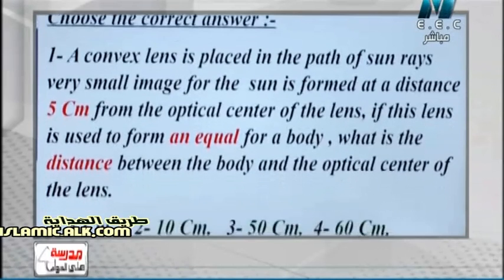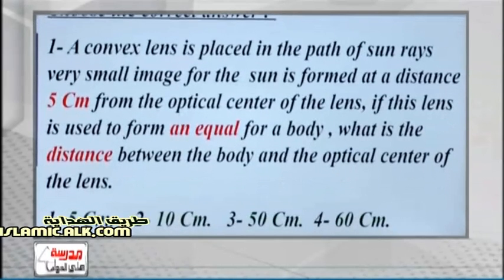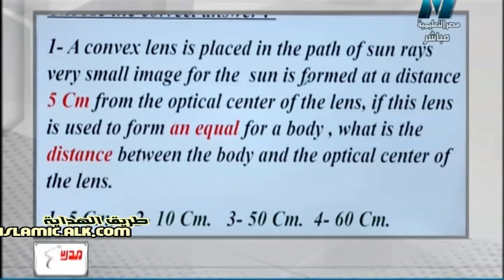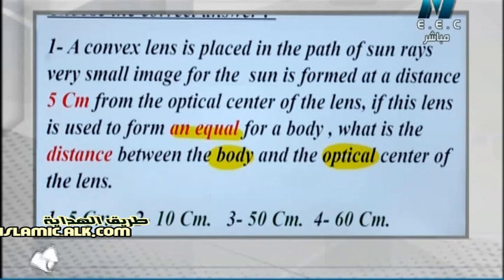Number 1: a convex lens is placed in the path of the sun rays, a very small image of the sun is formed at a distance 5 centimeters from the optical center of the lens. If this lens is used to form an equal image for a body, pay attention, what is the distance between the body and the optical center of the lens?